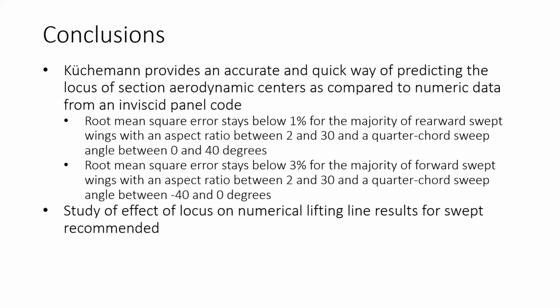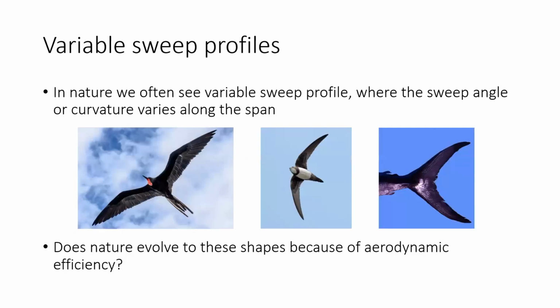And so the end of this study was to then recommend this locus, like Phillips suggested, for placing the bound vorticity on a numerical lifting line, and that I believe either Jackson or Corey will elaborate on, but the conclusion is that it didn't necessarily solve everything for swept wings.